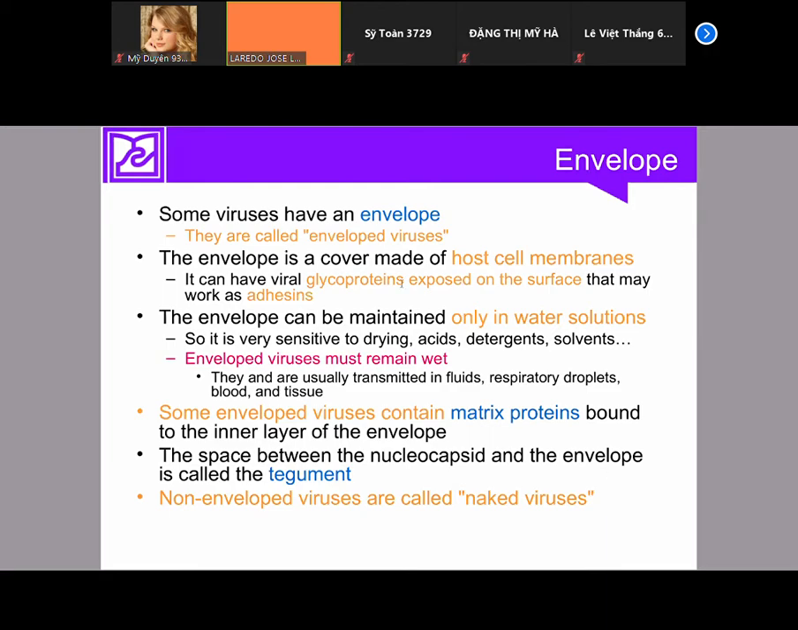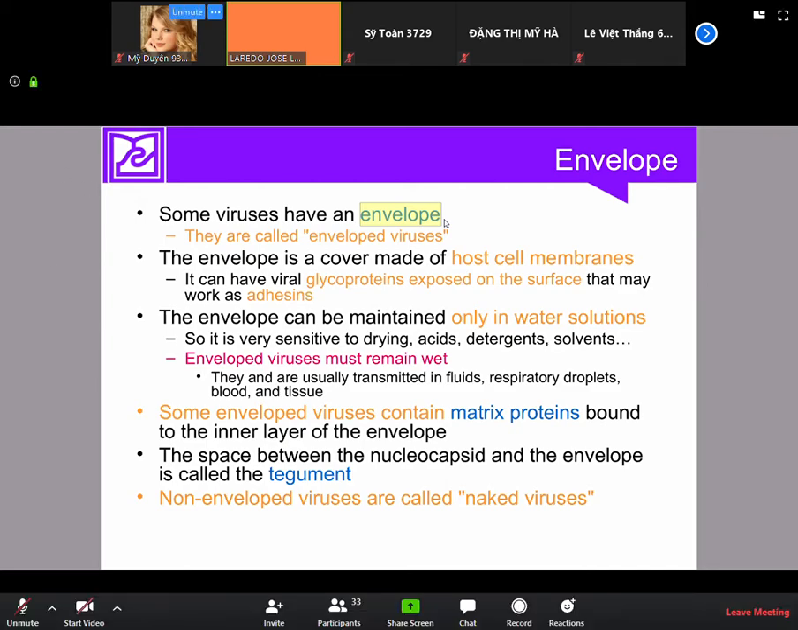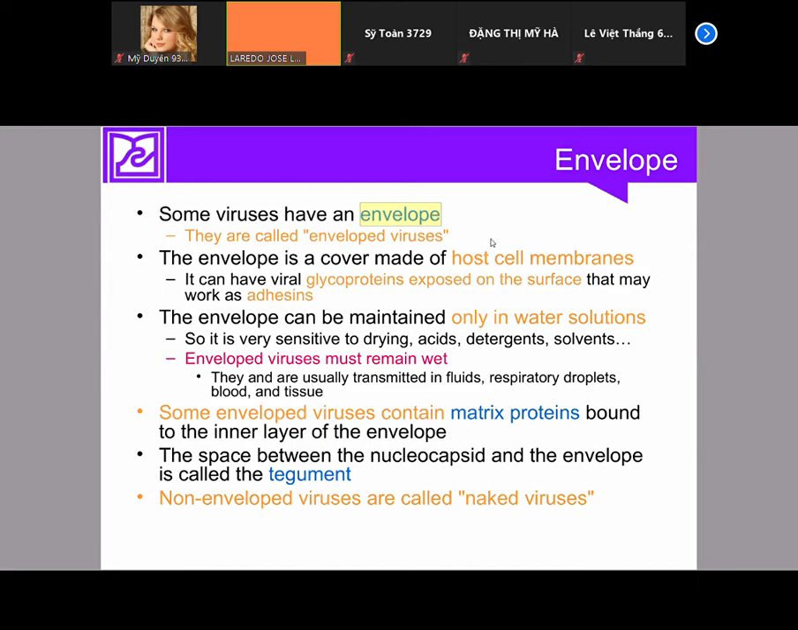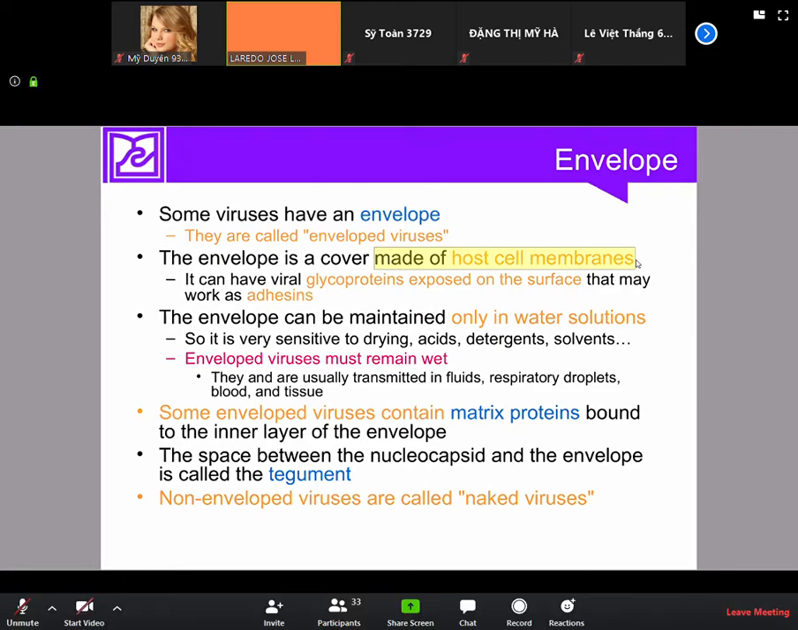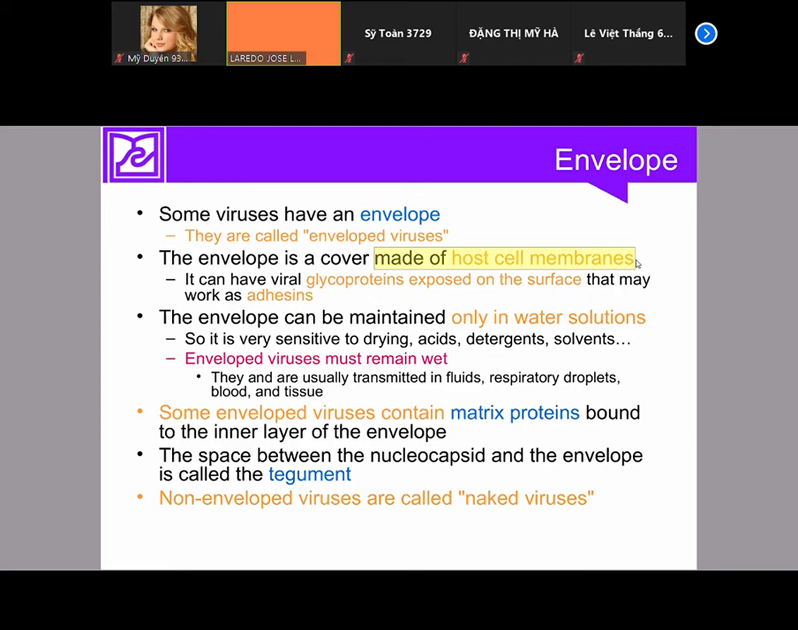So remember, the envelope found in some viruses is not made by the virus. The envelope is made of host cell membranes. These cell membranes may be either the cell membrane or the endoplasmic reticulum or the Golgi.